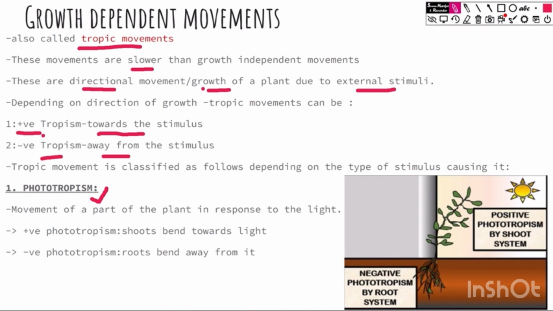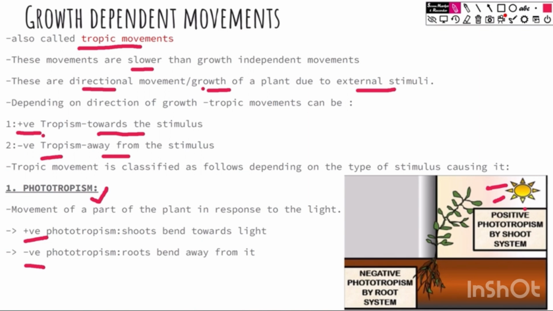So tropic movements are of 4 types based on the stimulus. What do I mean by stimulus? You will understand that better here. Phototropism. Photo means sunlight. This movement occurs as a response to light. Whenever there is sunlight, such movements are seen. Here we have the sun which is sending some light to the plant. Due to this light, the plant is growing and there is movement in the plant. Now the movement can be positive and the movement can be negative. Positive movement means movement in the direction of the stimulus. Here the stimulus is the light.